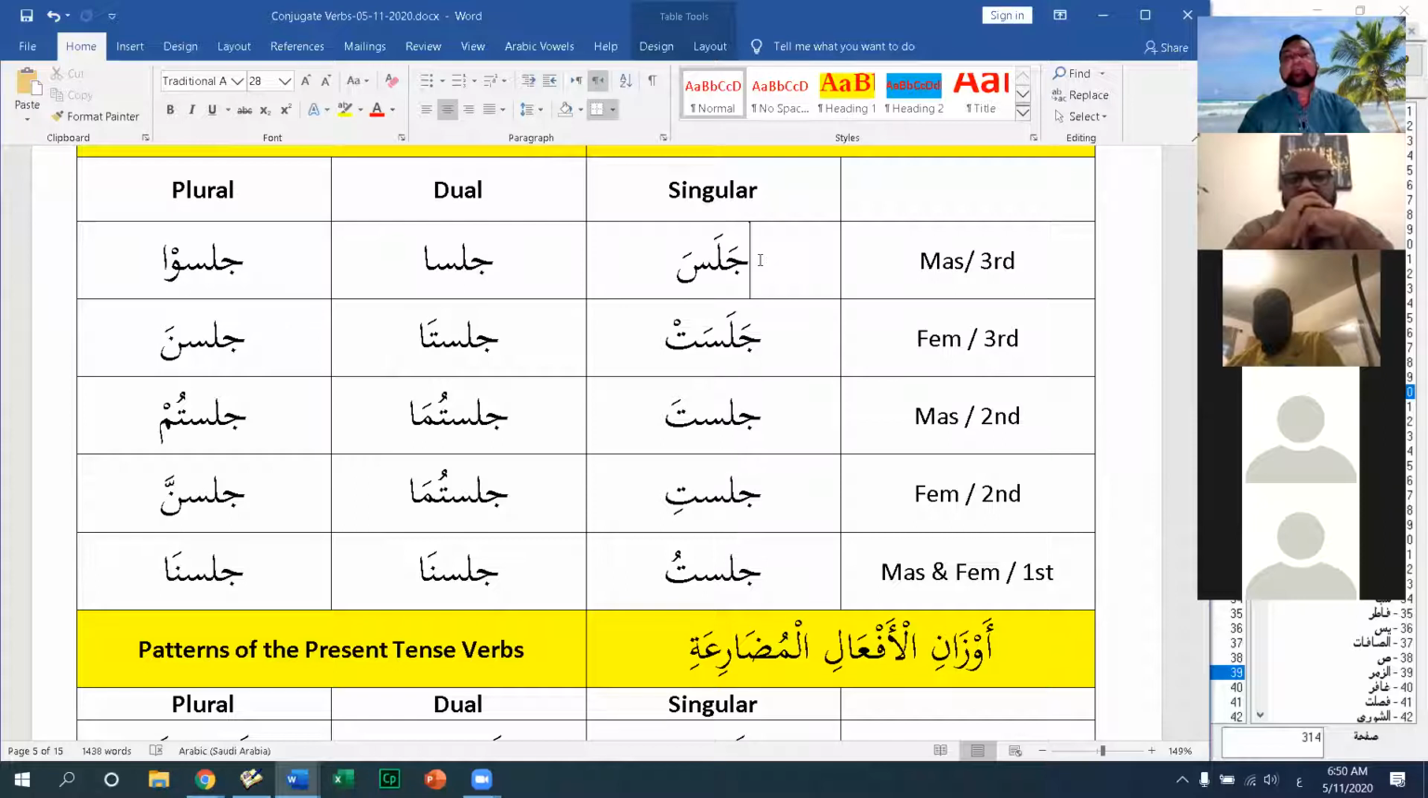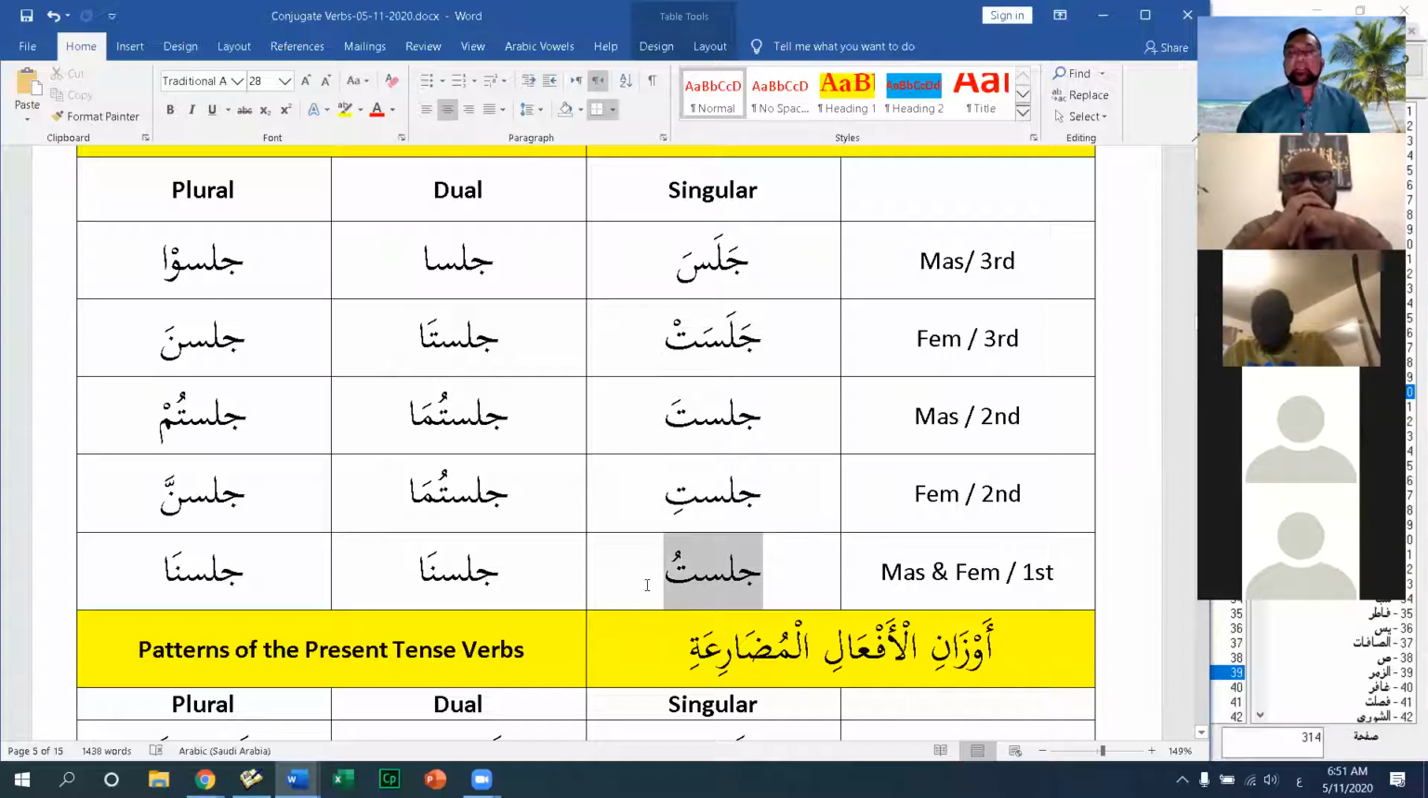Huwa jalasa. This is fi'il madhi, right? That's correct, past tense. Huwa jalasa. Hiya jalasat. That's correct. Anta jalasta. Anti jalasti. Very good. And then antunna... no, ana.